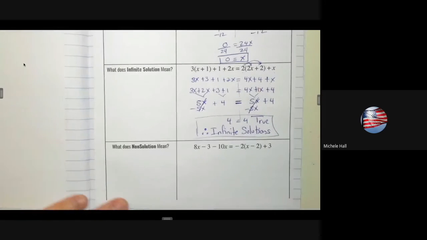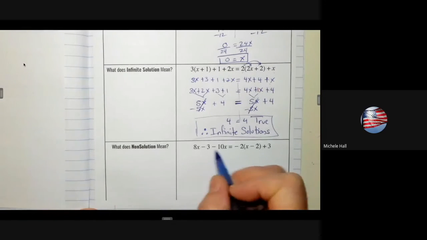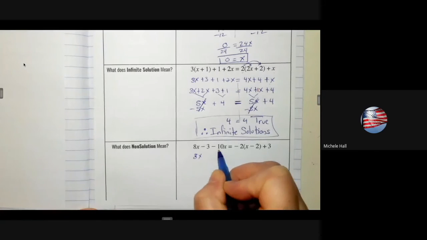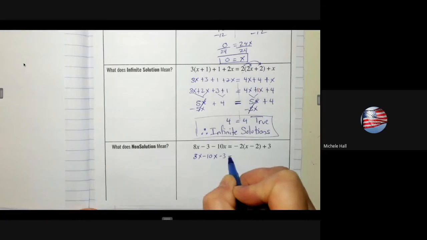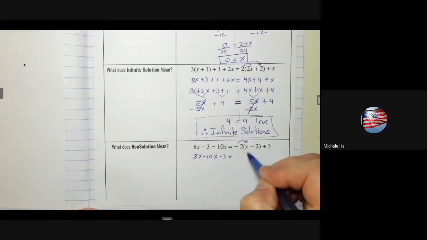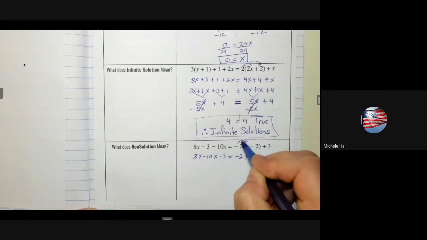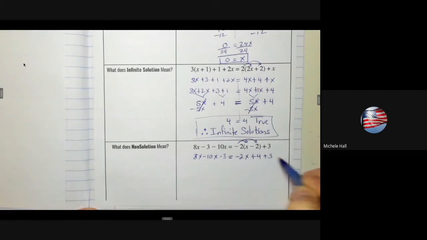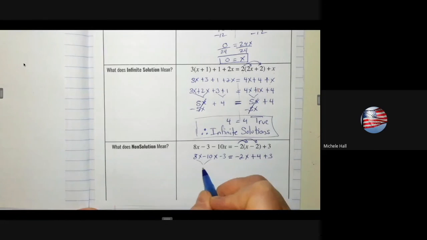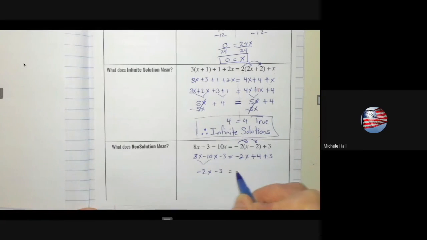Finally, no solution. What is this going to look like? All right, I'm going to put my x's next to each other. 8x, negative 10x, and then negative 3 equals the distributive property. Negative 2 times x is negative 2x. Negative 2 times negative 2 is positive 4, plus 3. Combine these together. 8 minus 10 is negative 2x minus 3 equals negative 2x, and then 4 plus 3 is 7.